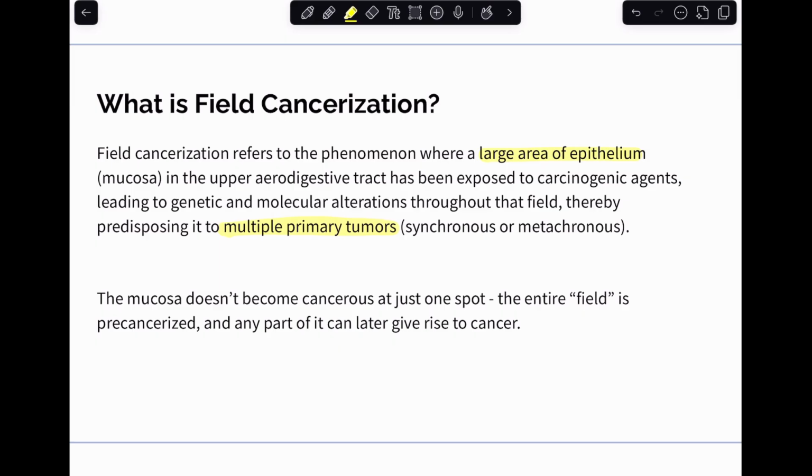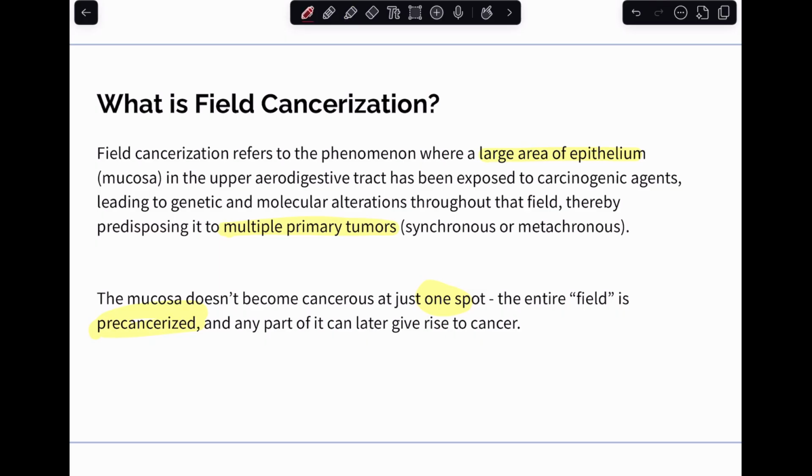So it is an entire field which has been pre-cancerized. What we find from here is the mucosa is not just becoming cancerous at one spot. The entire upper aerodigestive tract has been pre-cancerized, and any part of it can give rise to a tumor, to a cancer. So it is important that we check not only the presenting site that the patient has come to you with, but examine the rest of the upper aerodigestive tract as well to see the presence of another primary.